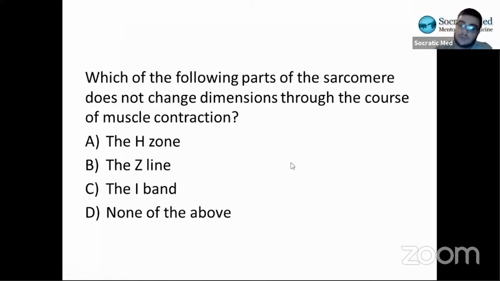So I wanted to ask this question. I'm going to open up a poll, and I just wanted to see if you guys can answer this. Which of the following parts of the sarcomere does not change dimensions, which means just length or size, during the course of muscle contraction? So please take some time to answer this.